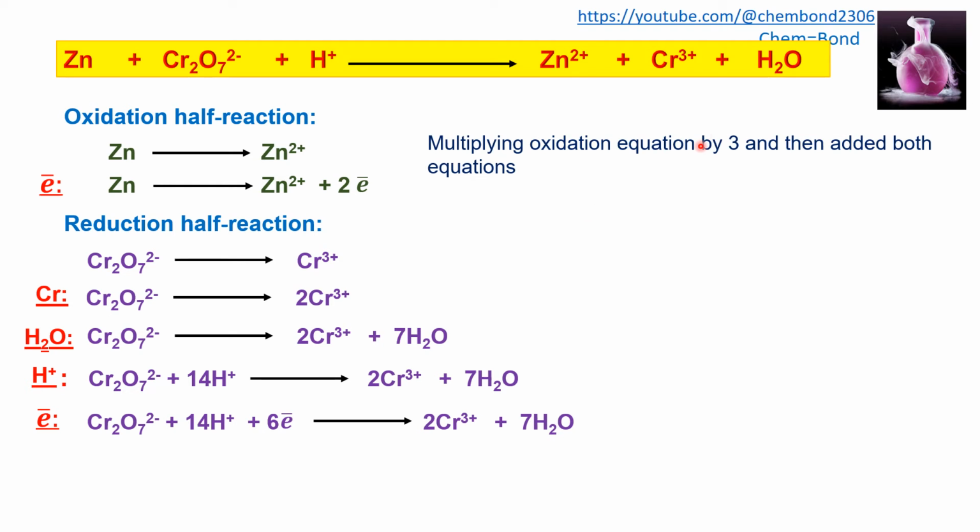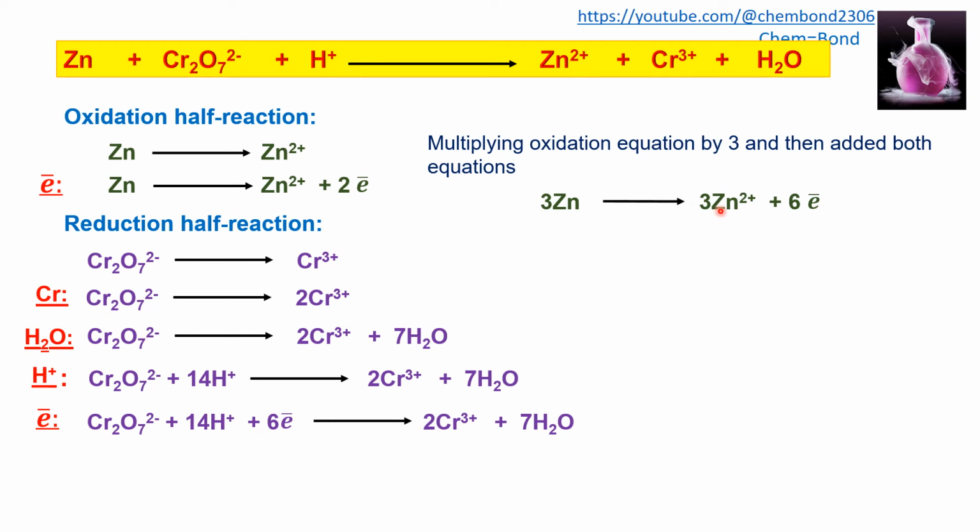Multiplying the oxidation equation by 3 and then adding both equations. If we look at this reaction, here are 2 electrons and here are 6 electrons, so we will equalize both these electrons. This reaction will be multiplied with 3.